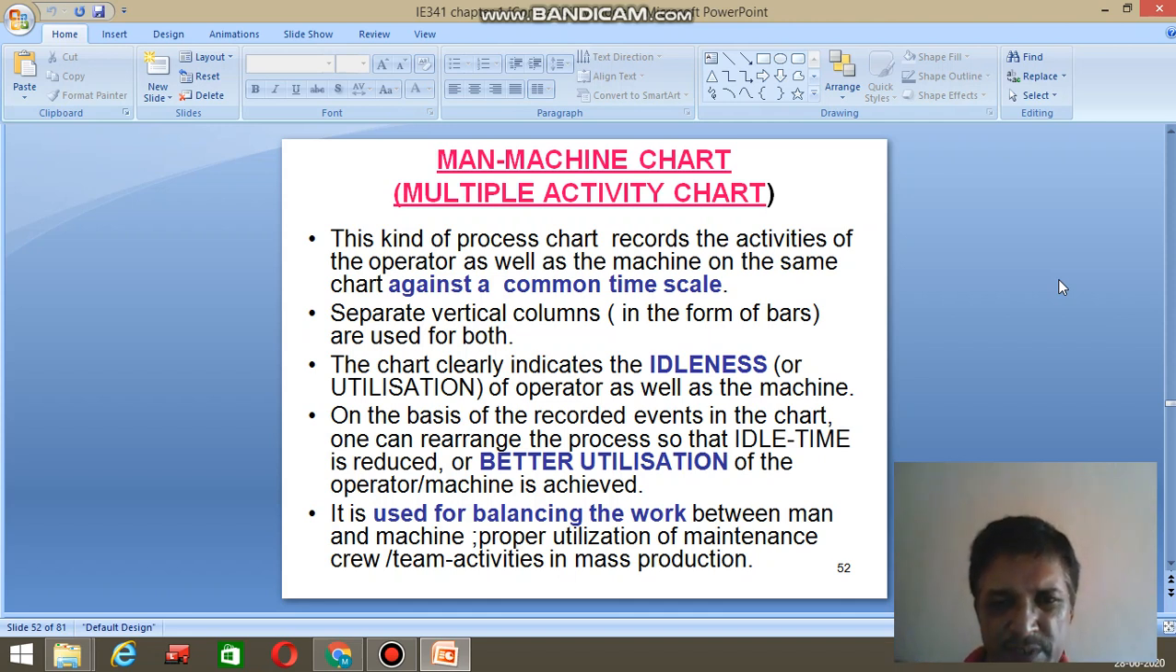On the basis of the events recorded in the chart, one can rearrange the process so that idle time may be cut off and better utilization of the operator or the machines can be achieved. It is used for balancing the work between the man and the machines, and for proper utilization of the maintenance crew team activities in mass production.